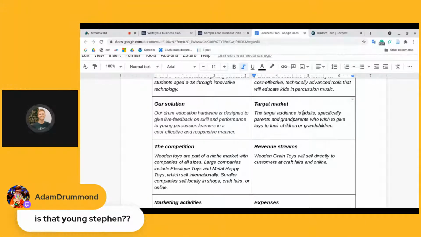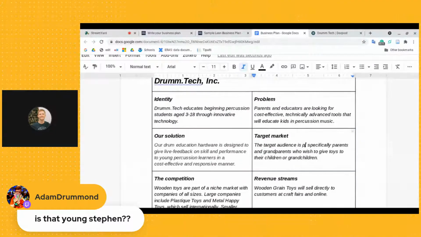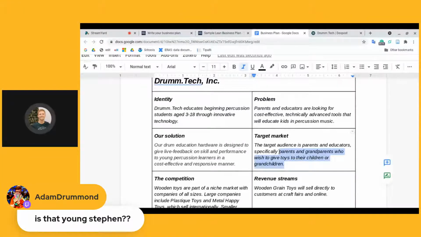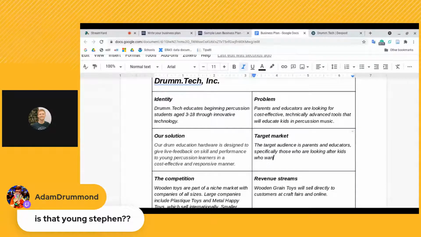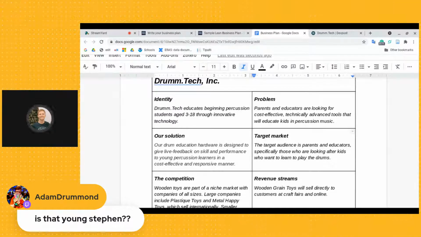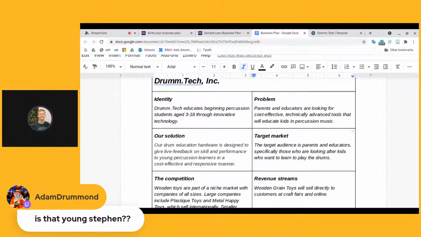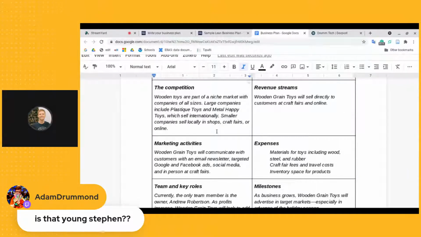And the target audience, as I already said, is parents and educators. Specifically, those who are kind of looking after kids who want to learn to play the drums. Okay. And the competition, we need to talk a little bit about some of the competing services. So we have a market here, which is a niche market, wooden toys for children.